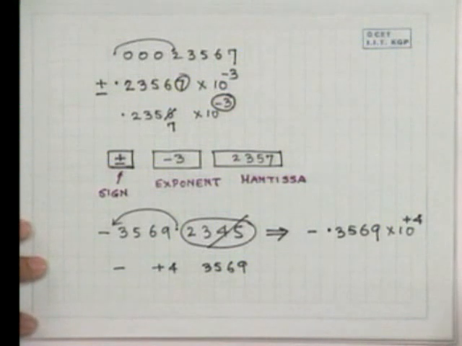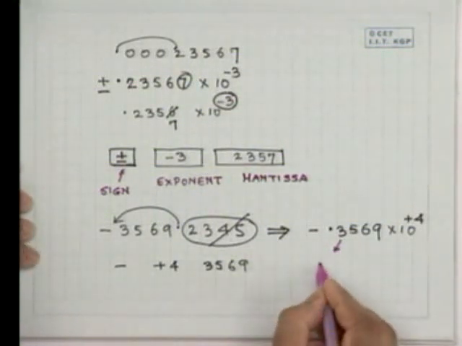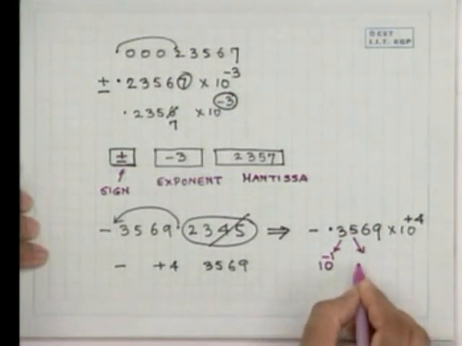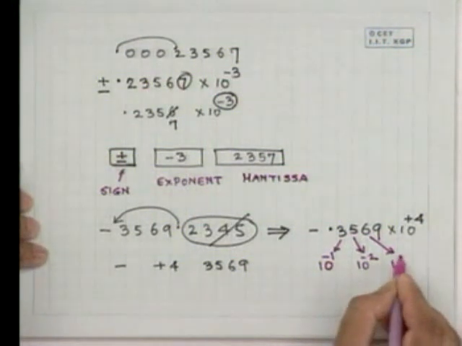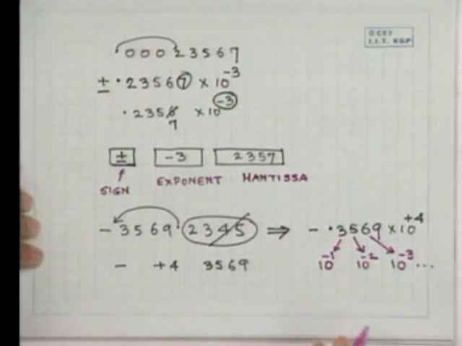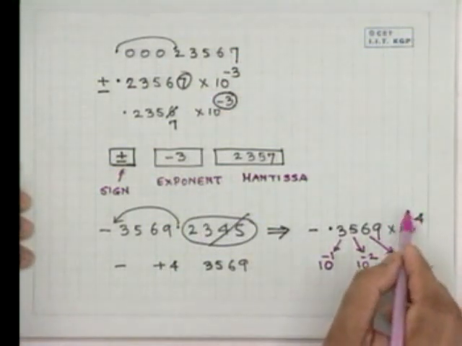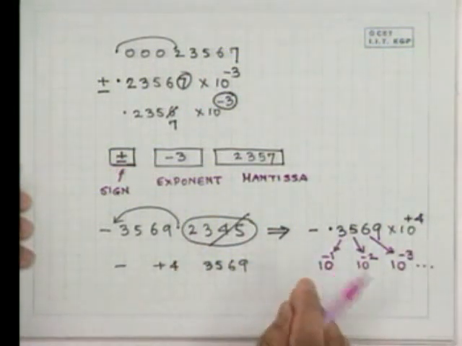Now, we know that the decimal number system that we use is a positional number system. Whatever is after the decimal point has a weight of 10 to the power minus 1. This has a weight of 10 to the power minus 2. This has a weight of 10 to the power minus 3, and so on. The exponent can be either positive or negative. Naturally, the number also can be either positive or negative.